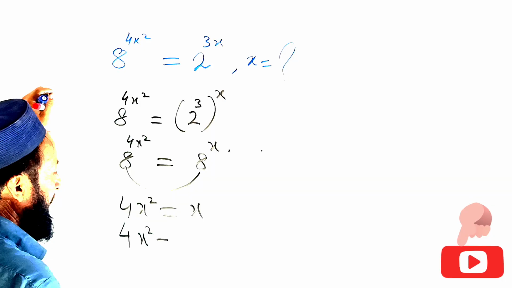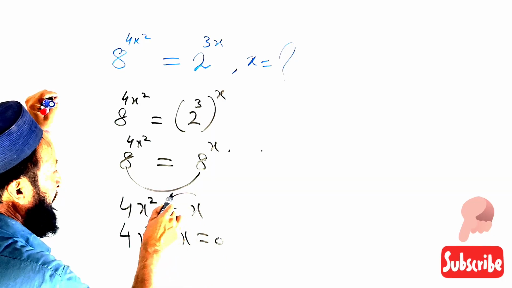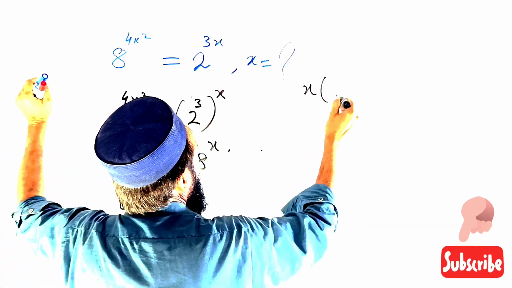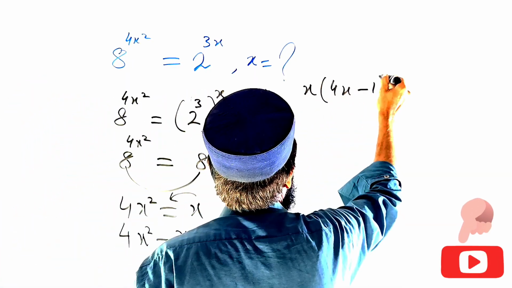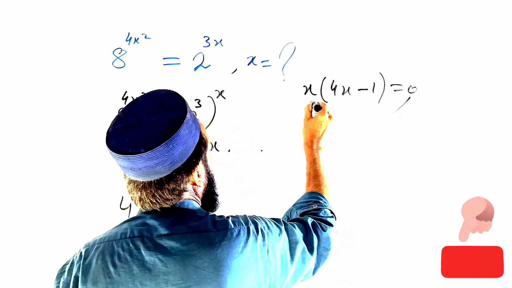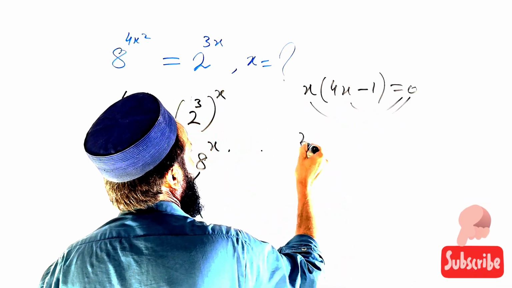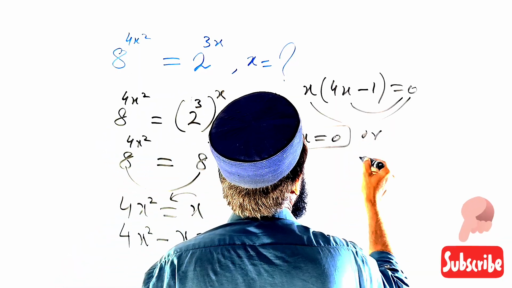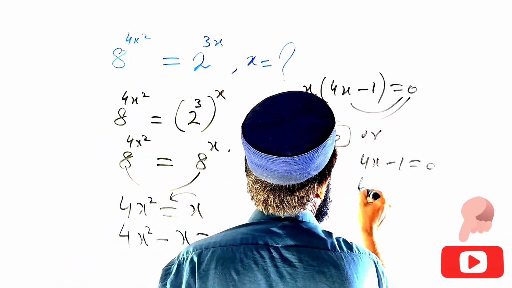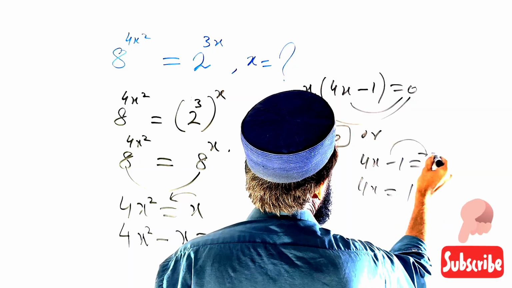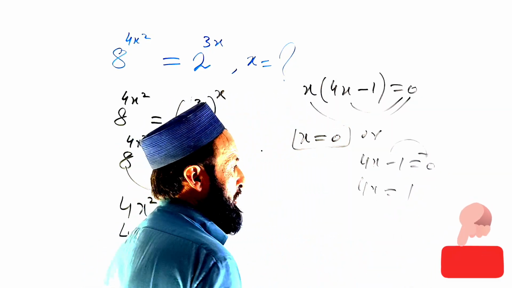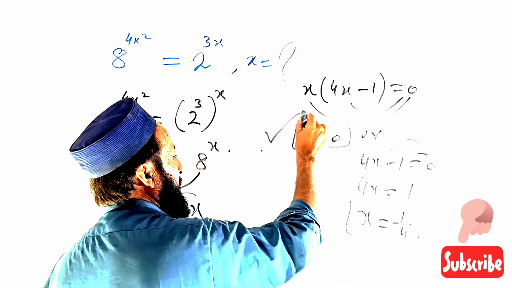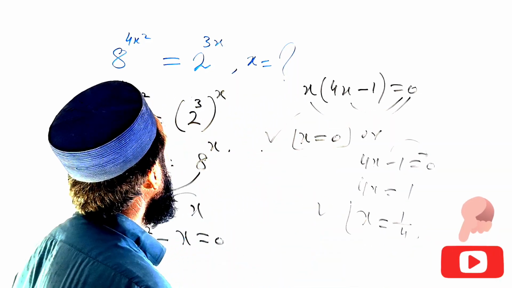We get two roots here. We change x to the left side, and its sign is also changed. Now we take x common, 4x minus 1 remaining, is equal to 0. Now x is equal to 0 and 4x minus 1 is equal to 0. So 4x is equal to 1, we change it to the right side, so its sign is also changed. Dividing both sides by 4, we get two roots: x is equal to 0 and x is equal to 1 by 4.